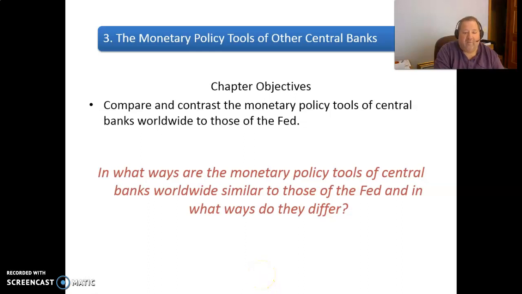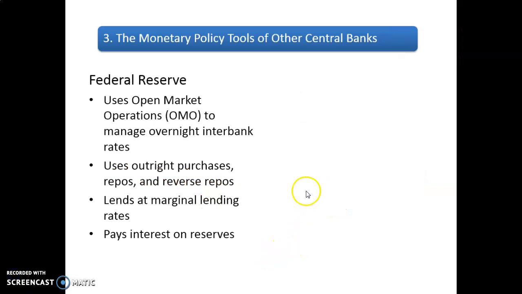In the last part of Chapter 16, the author takes a look at monetary policy tools of central banks outside of the United States and how they're similar and different to those of the Fed. As we've learned, the Federal Reserve uses open market operations to manage the money supply, and they also use overnight interbank interest rates, the Fed funds rate. They use repos, reverse repos, and loans, and interest that they pay on reserves are all tools that they use to control the money supply.